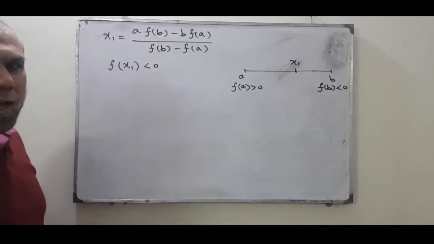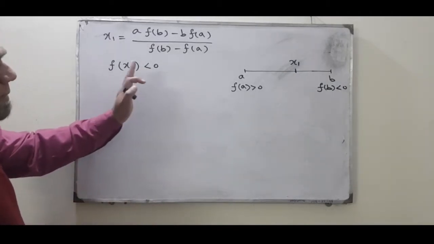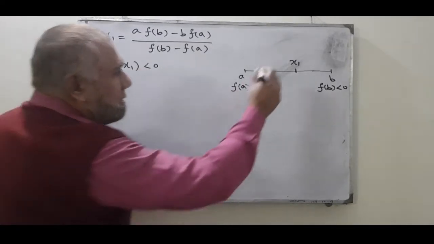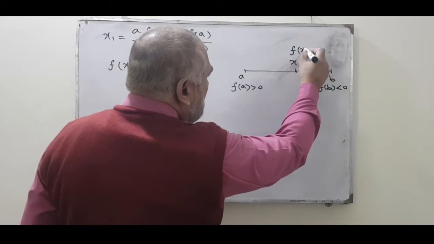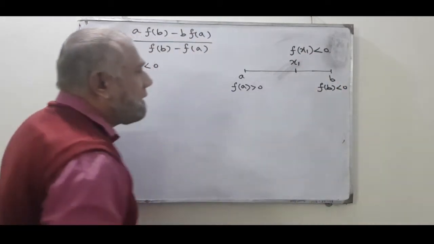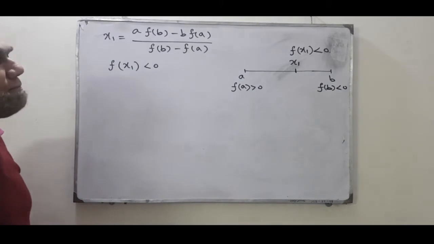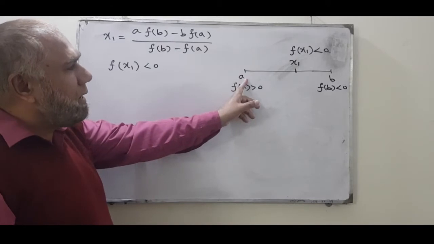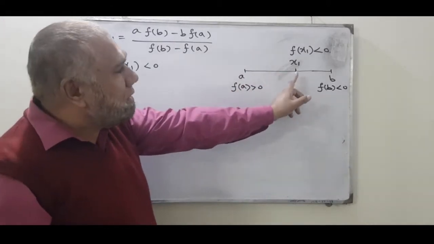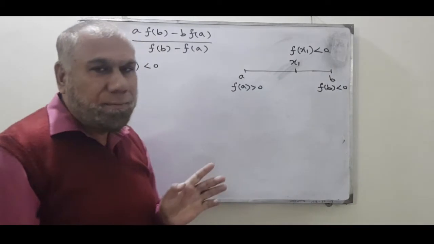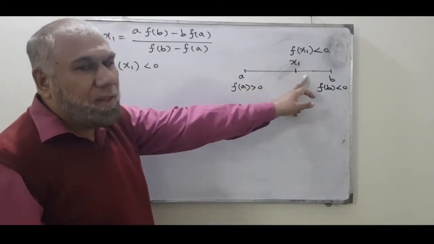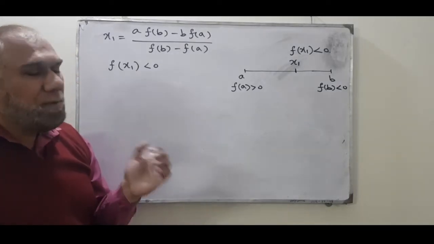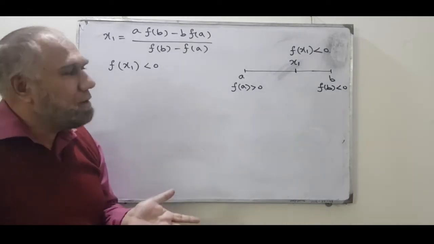Actually it will depend upon the nature of the function, but from the procedure point of view, or the theory point of view, I am taking it as negative. So here I show that the function has a negative sign at x1. And now we have two parts of the domain. You can see one part starts from a and goes up to x1, and the other starts from x1 and moves to b. Out of these two parts we have to discard one section. And how do we decide which part we have to keep and which we have to discard?